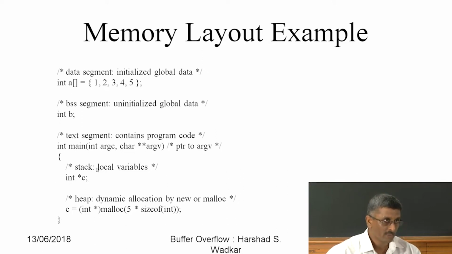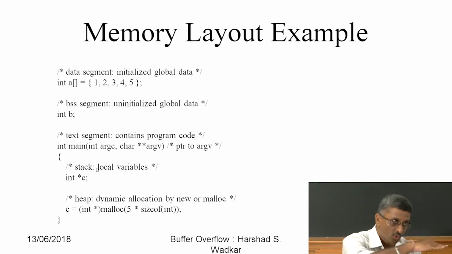Are you getting me? And then in main I am trying to allocate memory for variable c. I am saying malloc 5 comma size of int. Let us say the size of an integer is 4, 5 into 4 is 20. So 20 bytes of memory will be allocated, whose base address will be assigned to c, and this 20 bytes memory allocation is done from the heap area, or heap segment. Are you getting me?